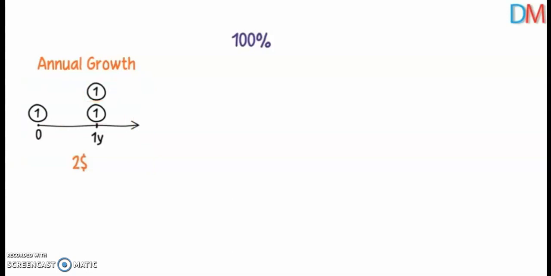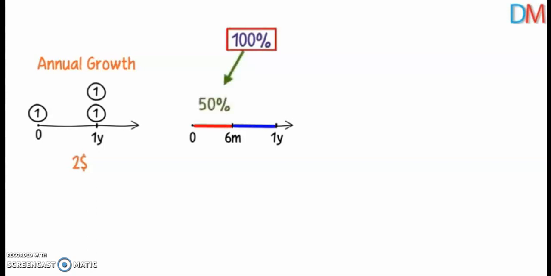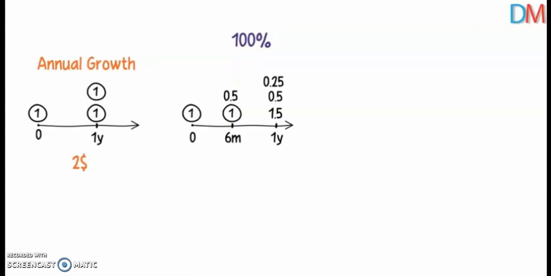To make it slightly better, let's divide the year into two equal parts, 6 months and 6 months. Splitting that 100%, the growth would be 50% in the first half and 50% in the second. It would look like this. Our initial dollar earned 50% interest in the first half to give 50 cents more. Now what happened in the second half? $1.50 remains, as this growth is 50%.